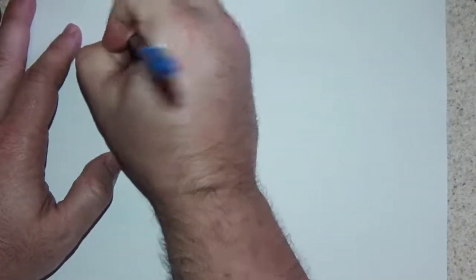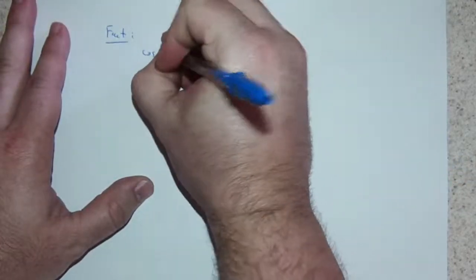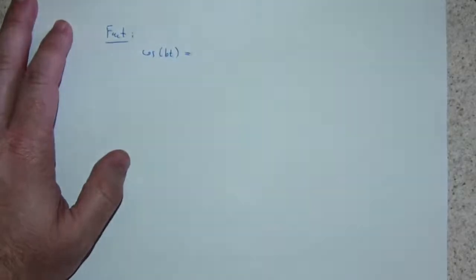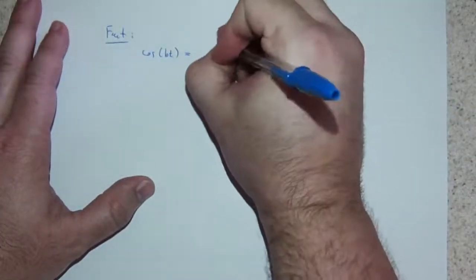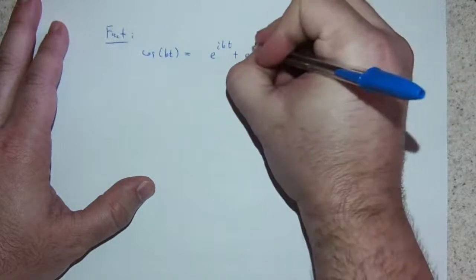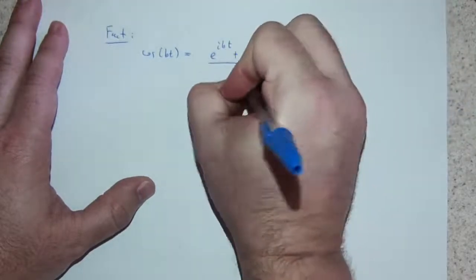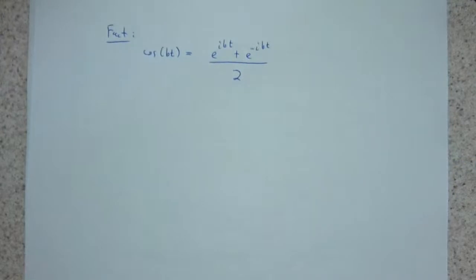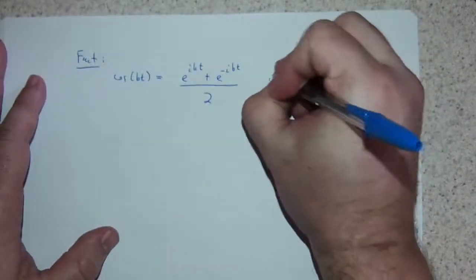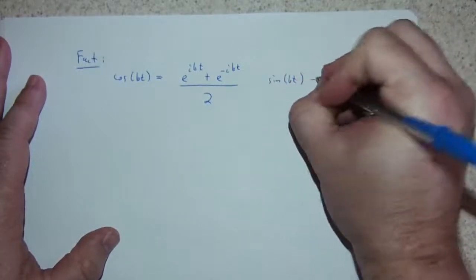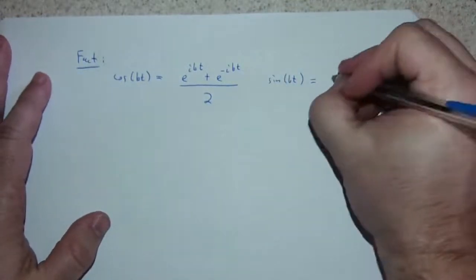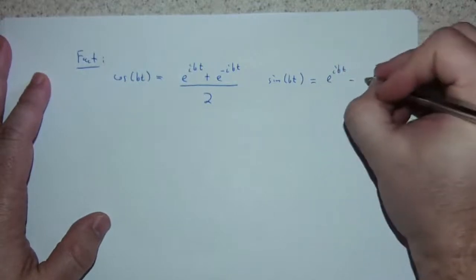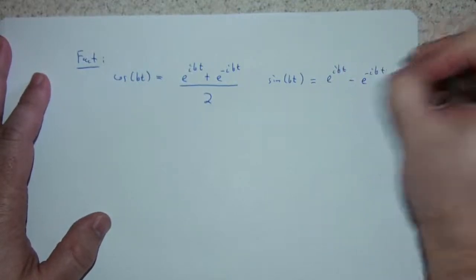So here's a quick fact. Cosine of bt can be written as e to the ibt plus e to the minus ibt, over 2. And sine of bt can be written as e to the ibt minus e to the minus ibt, over 2i.